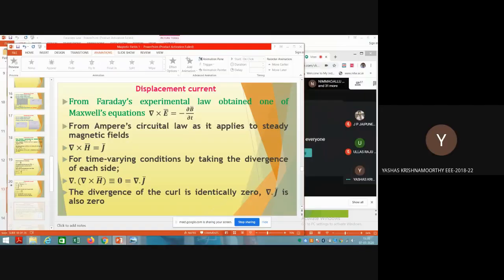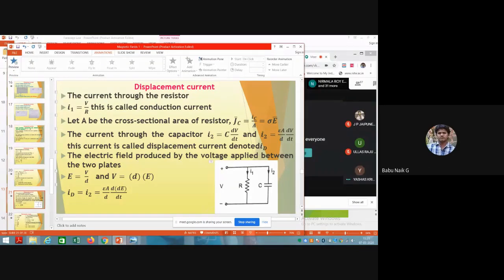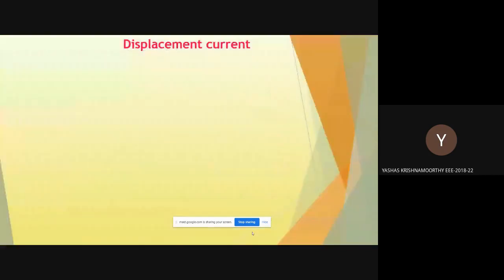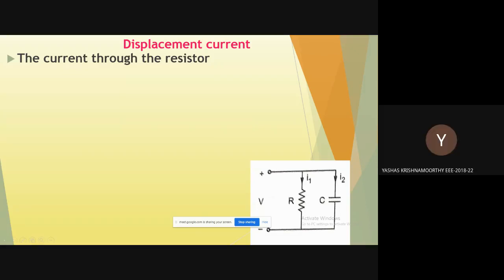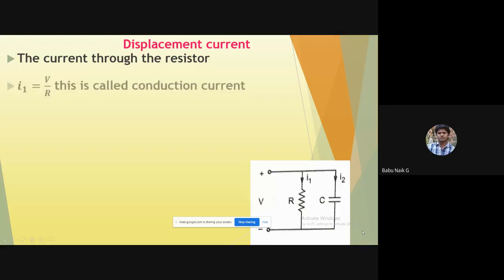Let us take another example with the same concept of displacement. Let us consider an electric circuit which has a resistance and a capacitor connected in parallel, that is an RC parallel circuit. Now the current through the resistor is I1, and the current through the capacitor is I2. Current through the resistance is I1 and current through the capacitance is I2.